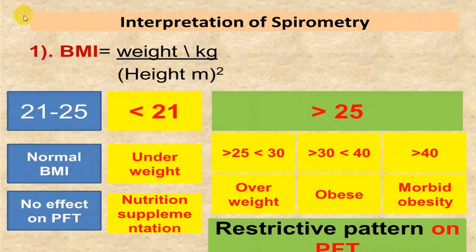Now, before interpreting a spirometry, you should consider BMI. An obese individual will have an effect on spirometry, so do consider that. An obese individual will have a restrictive pattern. So the higher the obesity, the more chance of a restrictive variety of PFT. So that should be kept into account.